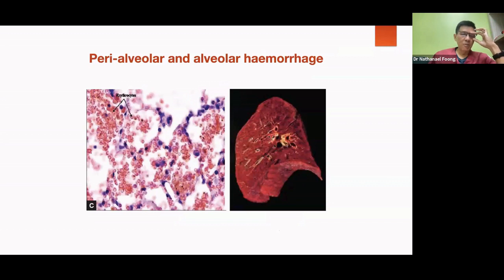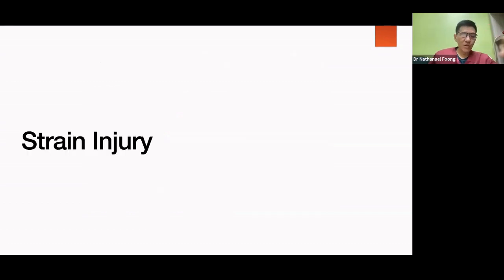And in the end, we cause an increase in the pulmonary vascular resistance. Coupled with the ventilator strategy that we use on them, some of the patients may go into acute cor pulmonale that we see in some of the patients, where they get a dilated RV, acute dilatation of the RV. Now let's go on to strain injury.